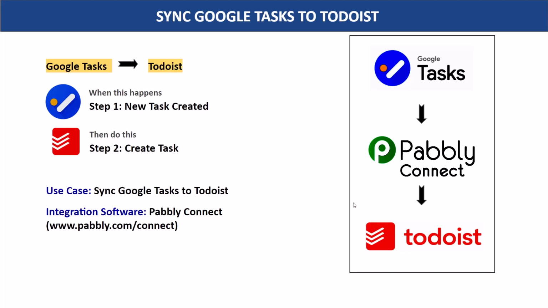So here I would suggest that you bring in some automation so that whenever a new task is created in Google Tasks, automatically create a task in Todoist. So in this video, we will be using Pabbly Connect to integrate Google Tasks and Todoist. The best part of using Pabbly Connect is there is no need for coding skills or programming knowledge. It can be done easily. Let me show you with an example.